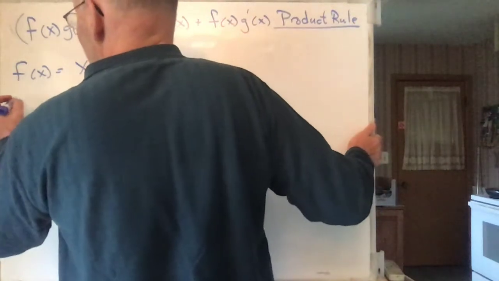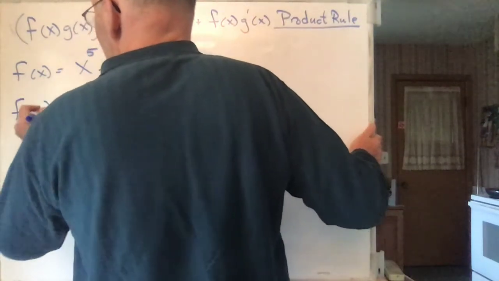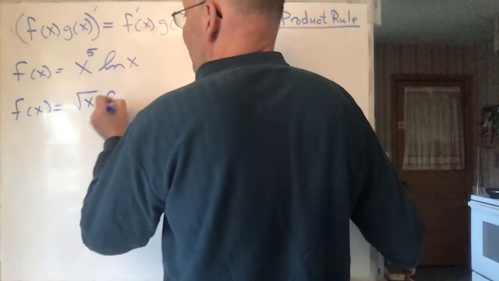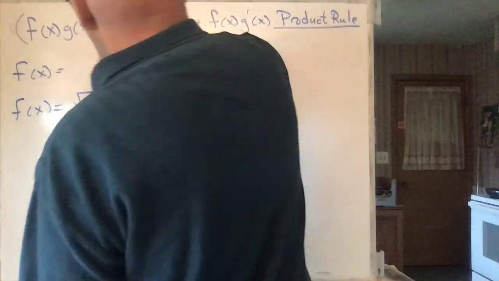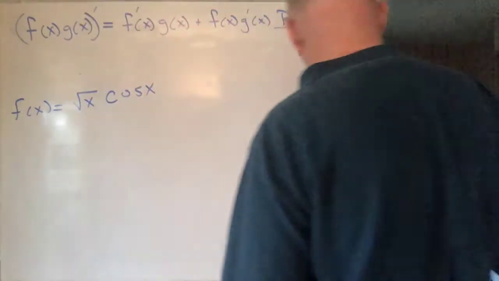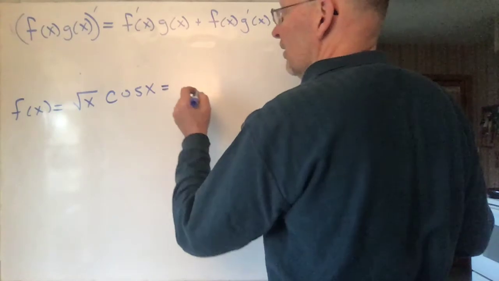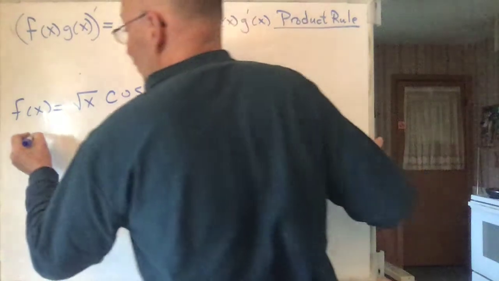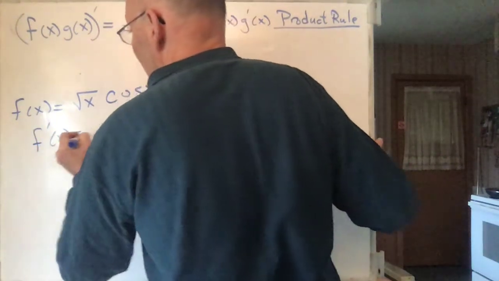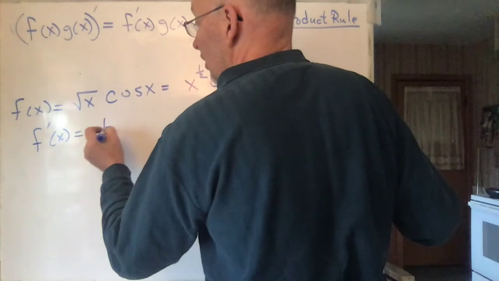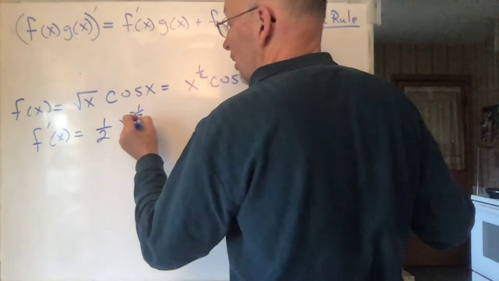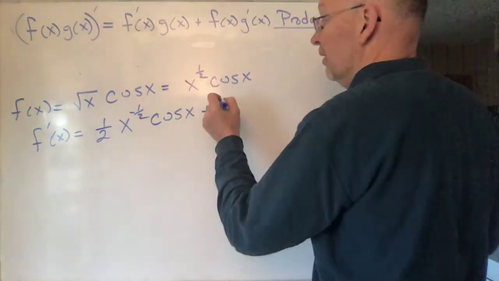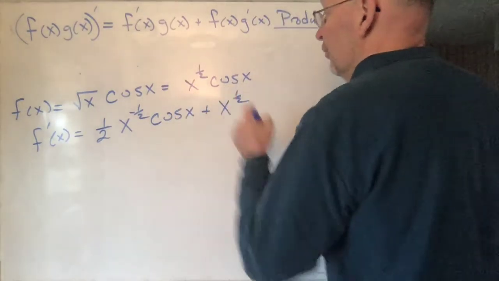Let's try f of x is equal to the square root of x times the cosine of x. Okay, so for this one I'm going to first rewrite it like this. I write it as x to the 1/2 power times the cosine of x. And so now the derivative is going to be the derivative of the first times the second plus the first times the derivative of the second.